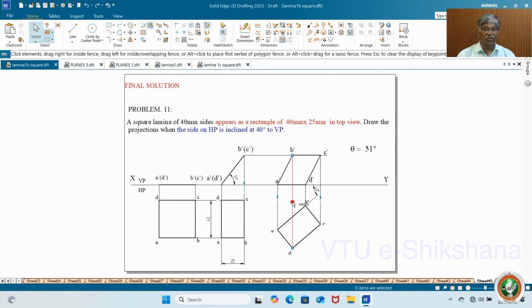So this is about the problems on a rectangle appearing as a square, or a square appearing as a rectangle. These are the standard problems in planes, particularly. Then we will continue in the next session with the corner conditions, particularly triangle, pentagon, even square. We have that type of problems. We will discuss that in the next session.